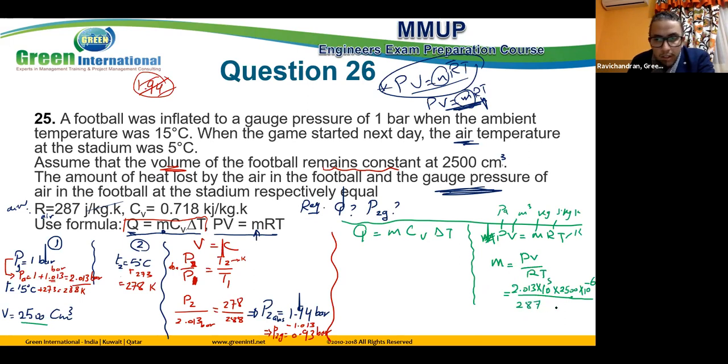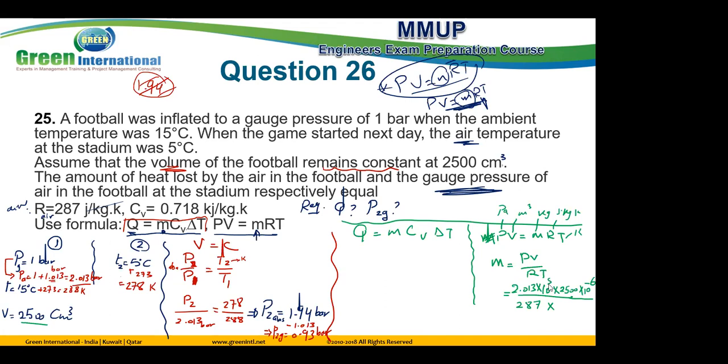What's remaining? Temperature. No, only 288. So this T1 is 15 degrees, which is 288 Kelvin.